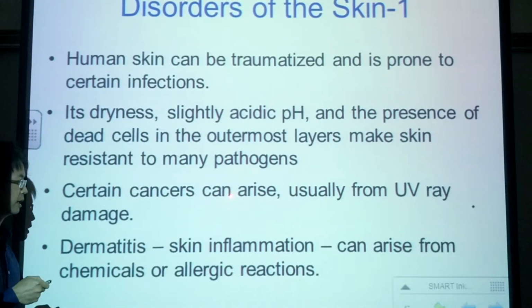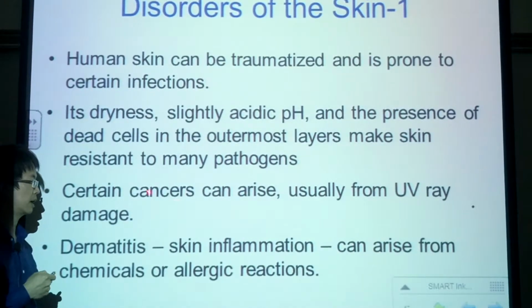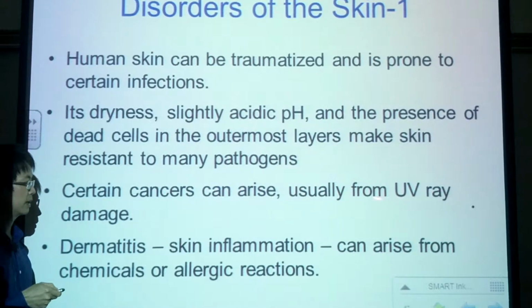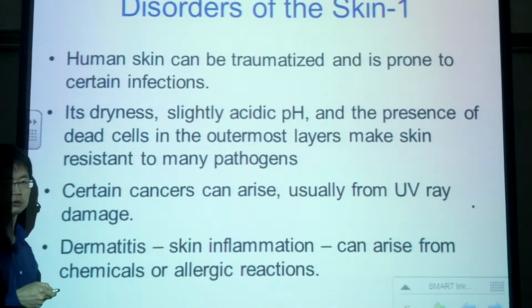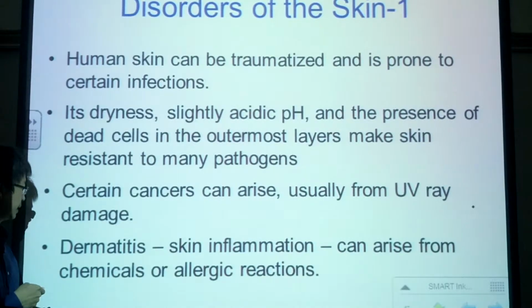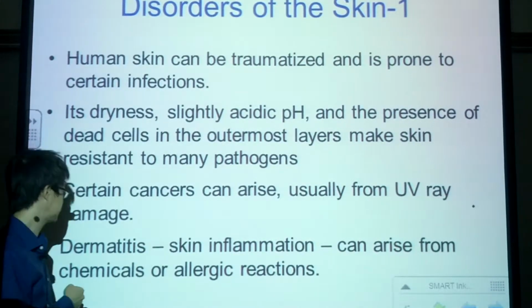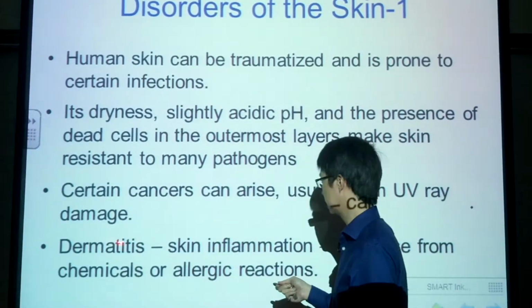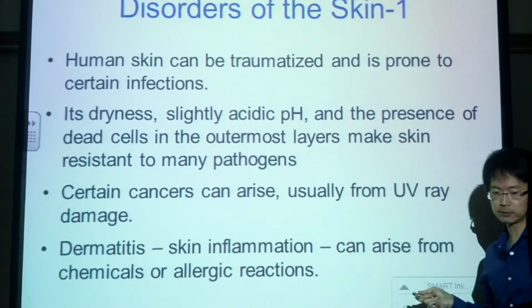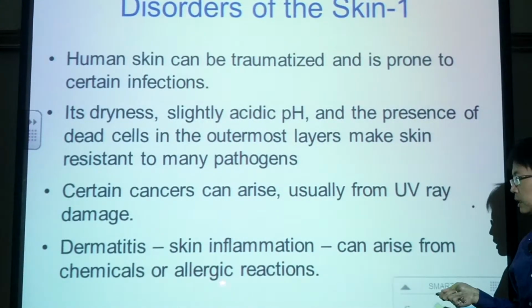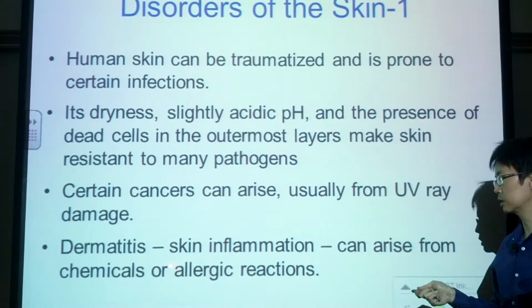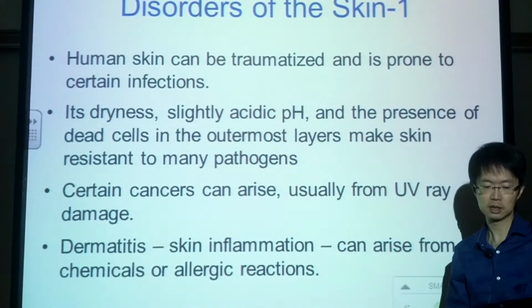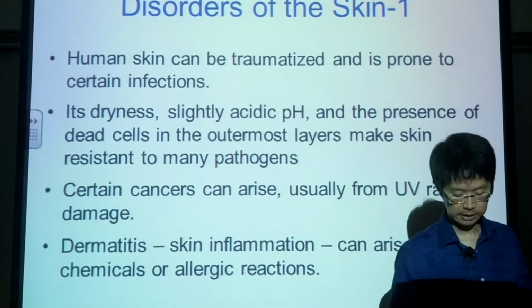But the skin can also have cancers, mainly from overexposure to UV light damage. And you also have something called dermatitis. Basically, it's a skin inflammation because it can be due to allergic reaction or allergic to chemicals that can give you dermatitis.